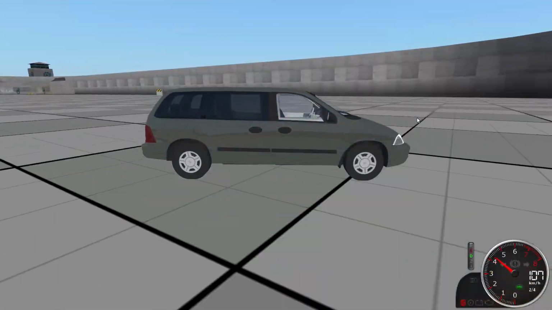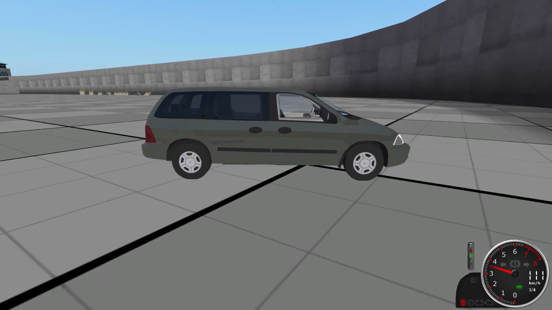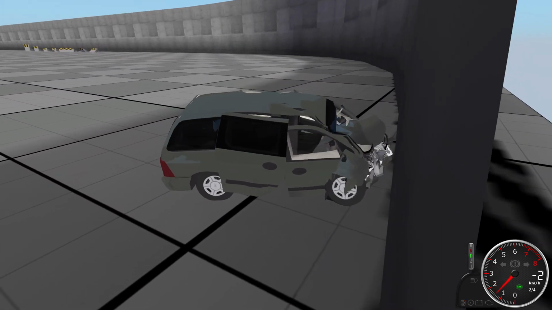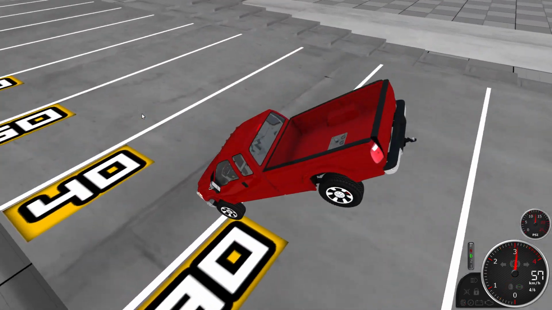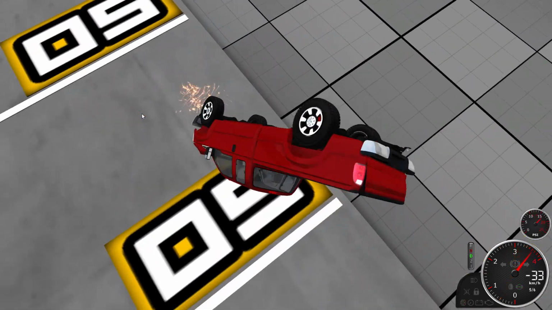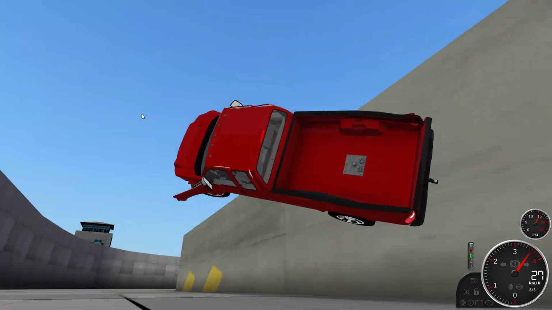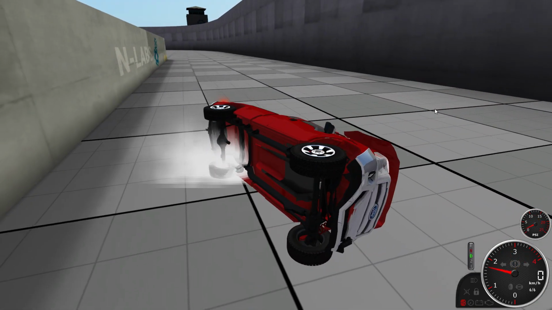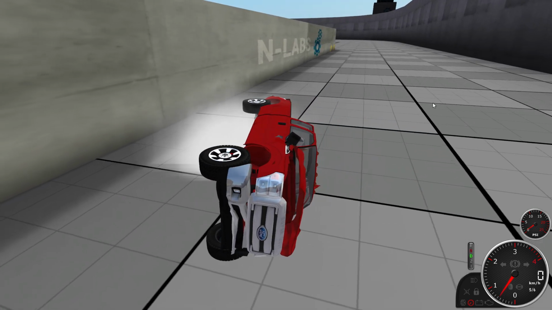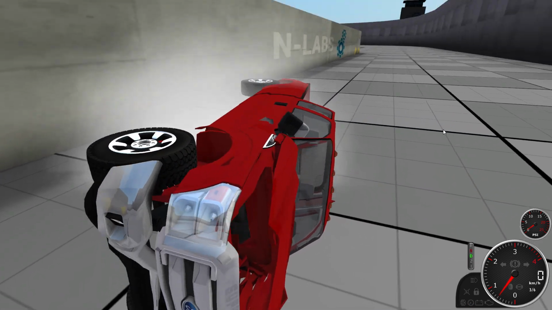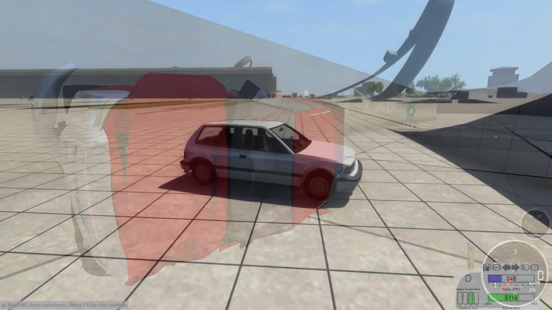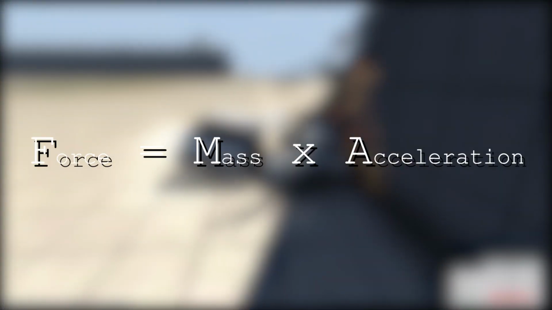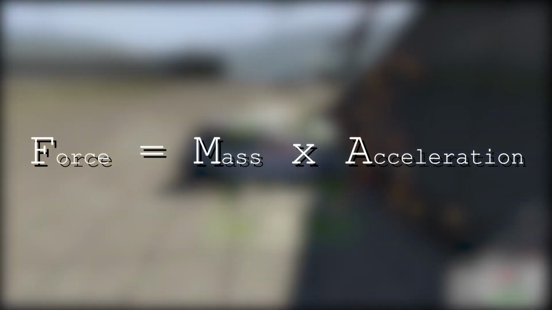But let's look at a scenario where a car crashes into a static, massive object, like, say, a large wall or the ground. This is a great example of Newton's second law of motion, that states if an unbalanced force acts on a body, that body will experience acceleration or deceleration, or a change of speed. This is represented by the formula force equals mass times acceleration.